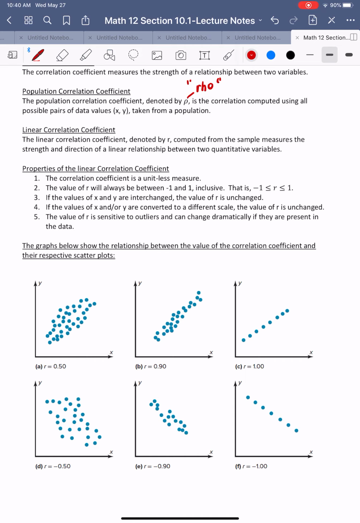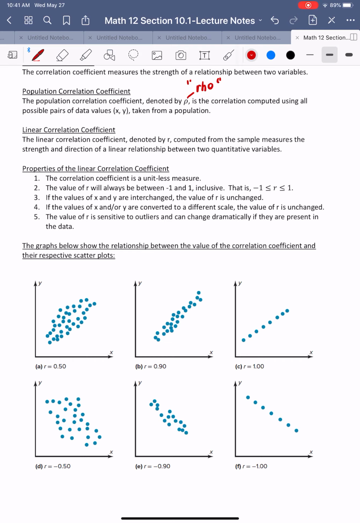So properties of the linear correlation coefficient. Number one, the correlation coefficient is a unitless measure, just like a slope. Number two, the value of r will always be between -1 and 1 inclusive. And then number three, if the values of x and y are interchanged, the value of r is unchanged. Then number four, if the values of x and or y are converted to a different scale, then the value of r is unchanged.